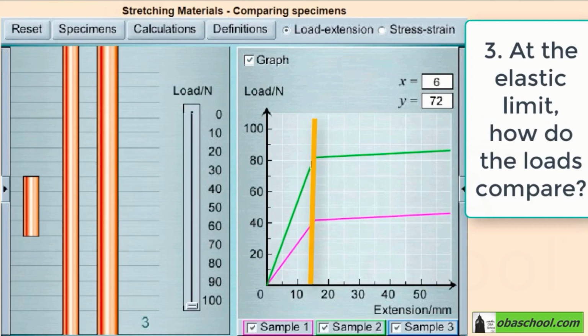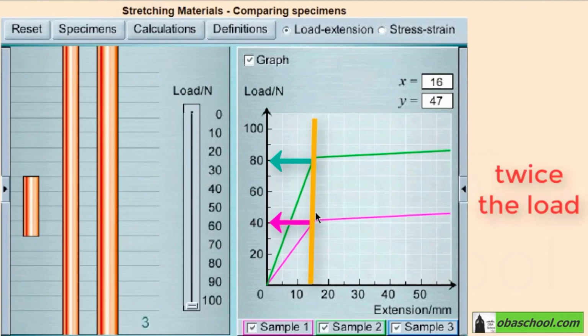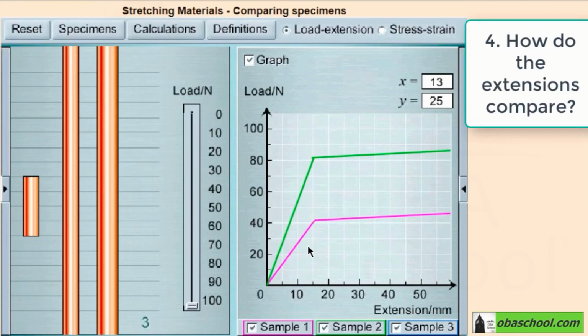Now, at the elastic limit, how do the loads compare? Yes, at the elastic limit, the thinner specimen reaches the elastic limit at 40 newtons. However, the thicker specimen reaches the elastic limit at 80 newtons. So at the elastic limit, the load for the thicker specimen is twice the load for the thinner one.